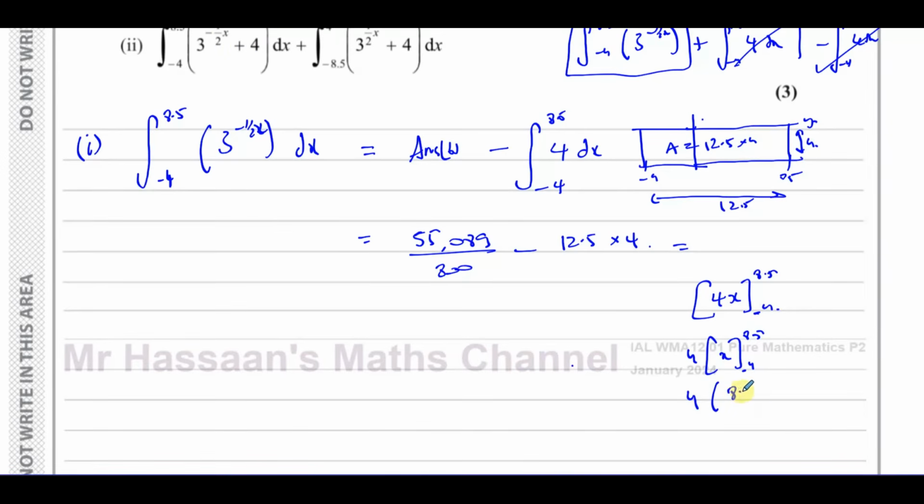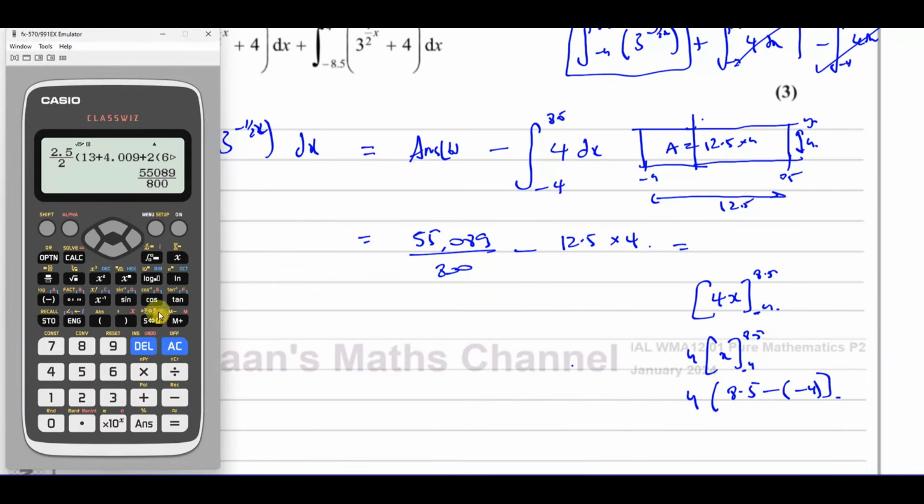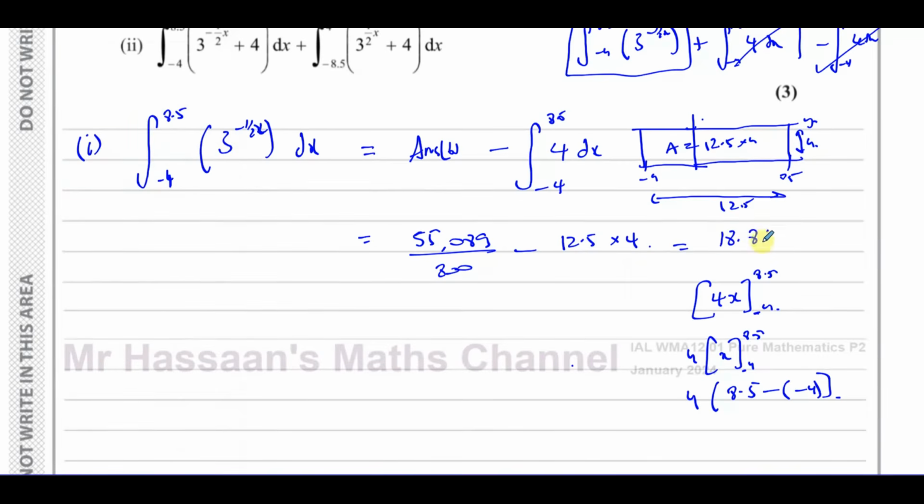4 times 8.5 minus 4, which is the same thing as I wrote there, 4.5 times 12. So in the end, you end up with this as your answer. So we can take the answer that we got from part A, which is actually still here, minus 12.5 times 4. And that should give me the answer, which is 18.86125, which we can write to 3SF.